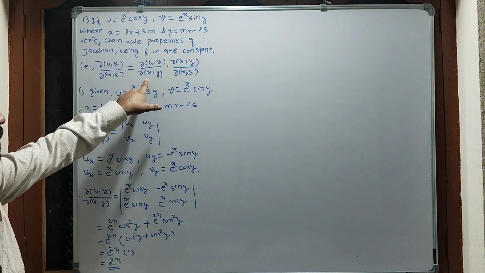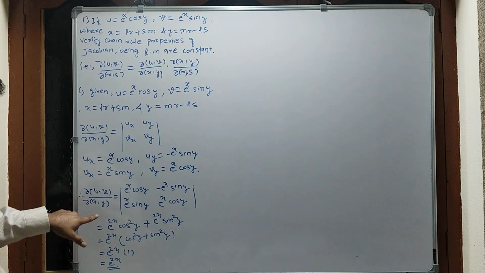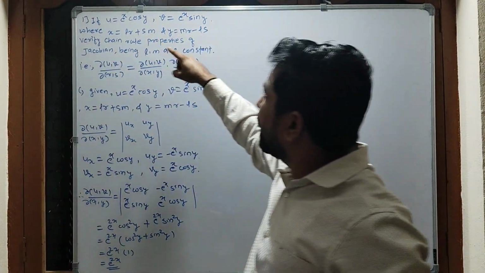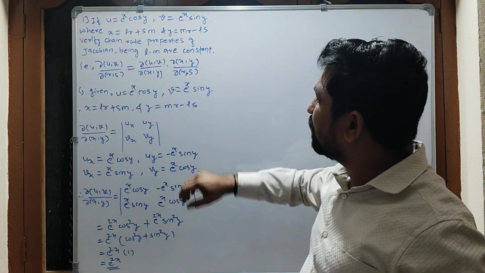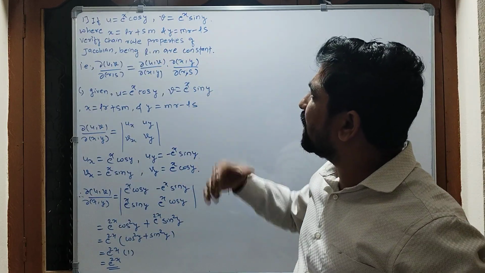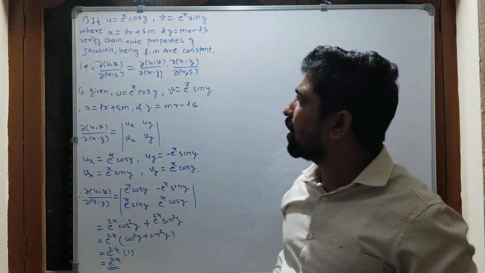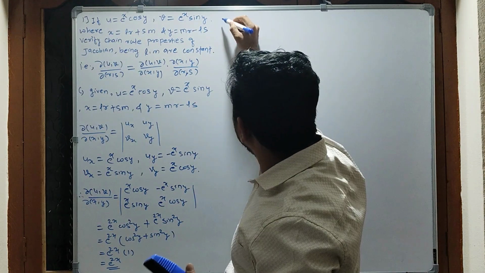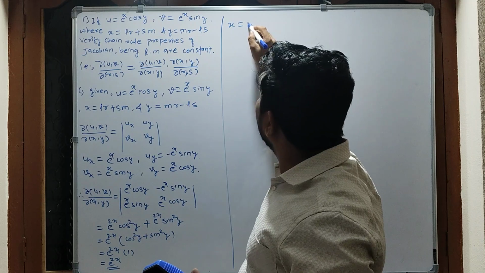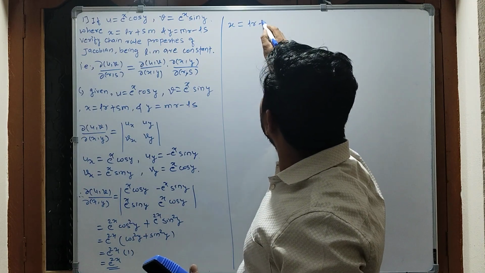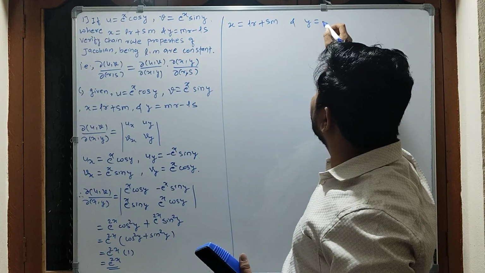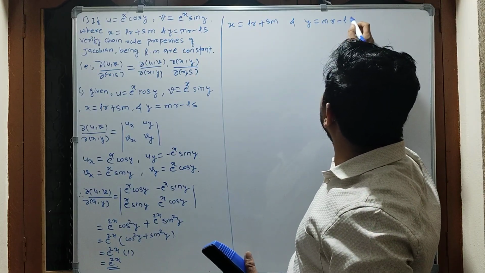Just now I have found the Jacobian of u comma v with respect to x comma y. Now x and y are defined in terms of the variables r comma s. So now I will find the Jacobian of x comma y with respect to r comma s. After that I will find the Jacobian of u comma v with respect to r comma s, the left hand side. So first, given x equal to Lr plus Sm and y equal to mr minus Ls.